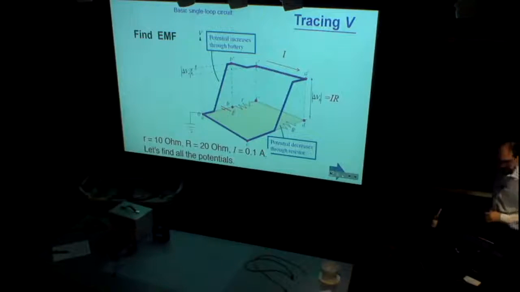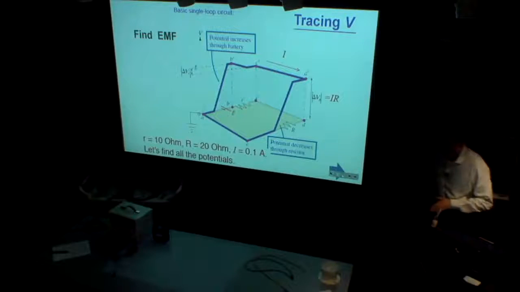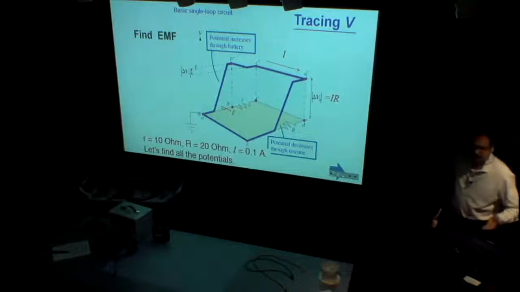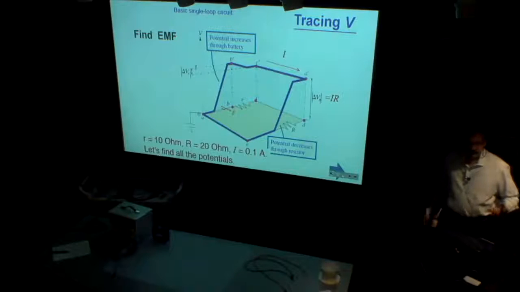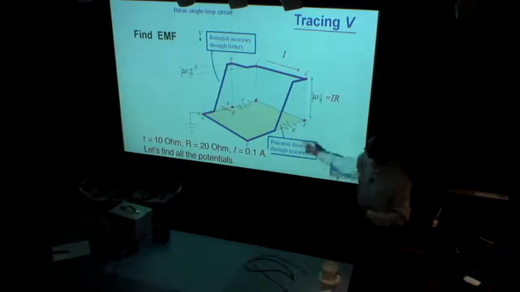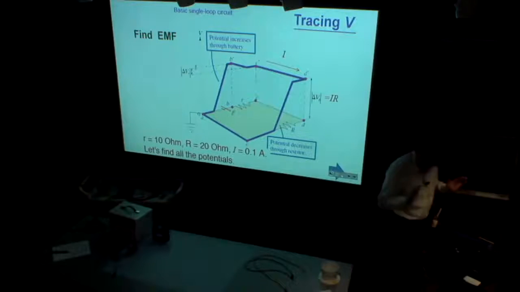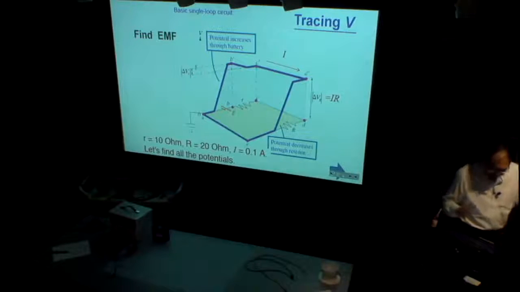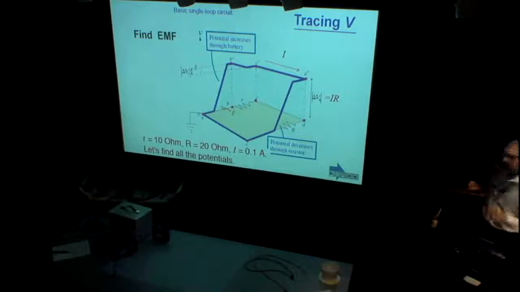Now, let's solve this problem as, again, an example of using this method, tracing electric potential. We have a circuit here with one battery and two resistors. One battery and two resistors. That's it. That's all we need to know. The rest is just an illustration of what is happening to potential.